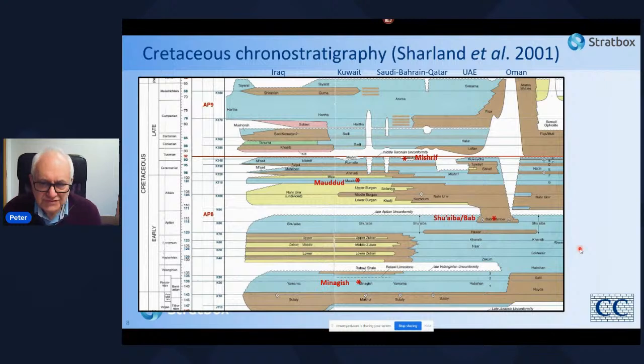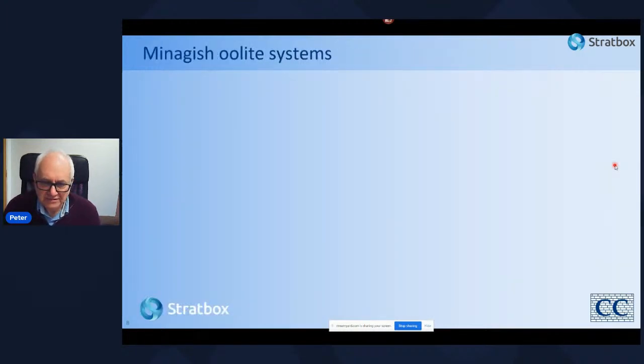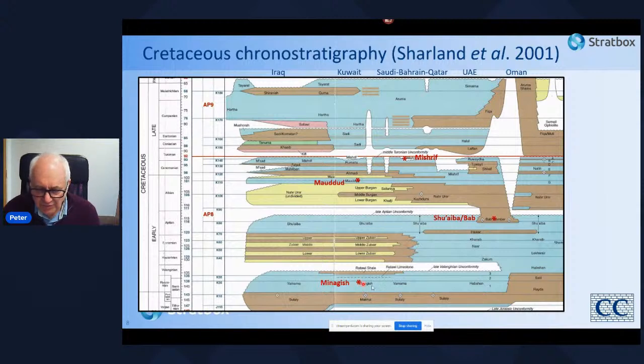Now, I want to talk you through this by picking 4 main case histories at different stratigraphic levels throughout the Cretaceous. And then I'll finish off by giving a general summary of the upper Cretaceous. So I want to start off with the Mishrif oolite systems, which is the early Cretaceous, and we're looking at Berriasian-Valanginian sediments, mainly in a carbonate depositional system.